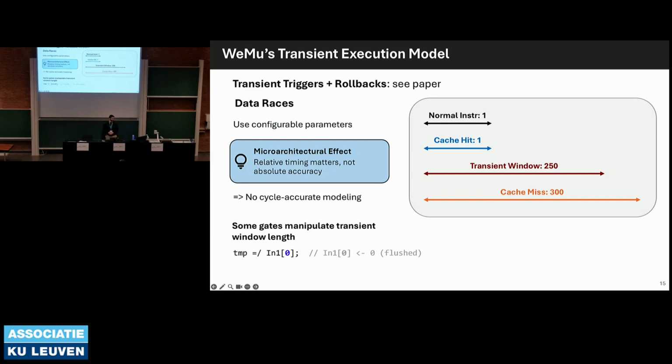Importantly and interestingly, some gates manipulate the transient window length. They do that, for example, by retrieving the 0 in the division by 0 from a separate input variable, and they make sure that this input variable is not cached. Loading it will take a long time and will therefore exceed the transient window. And so in order to emulate those gates correctly, we equipped WeMu with a transient window length, which is actually cache dependent.